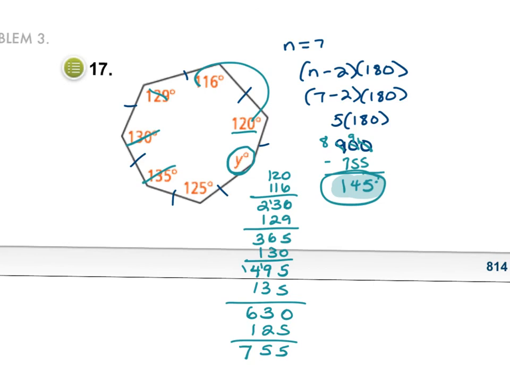Yes. Why'd you do the equation for n minus 2 times 180? Because we have to figure out what all of them inside should add up to first before we can start to take the rest away. Any other questions from the stuff from yesterday?